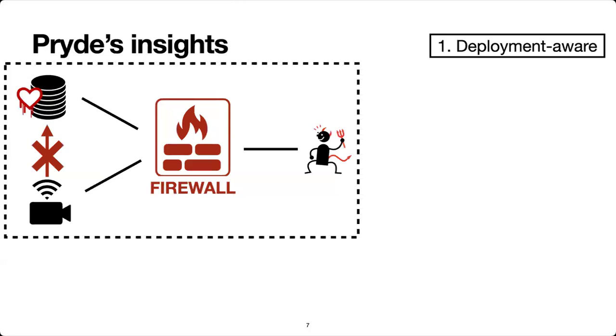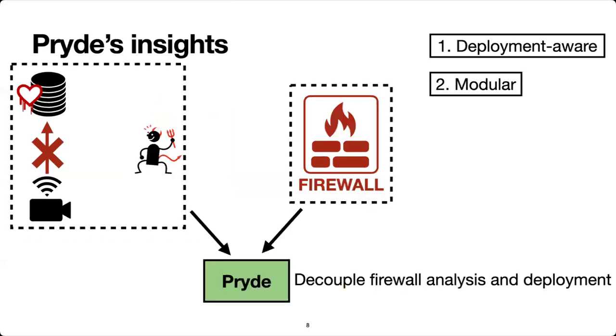Now, unfortunately, naively reasoning about the entire deployment along with the firewall results in scalability and extensibility issues. So, for instance, if you want to reason about a particular deployment with a new firewall, you would have to run the entire workflow again. So, to take care of this challenge, Pryde actually takes a modular approach where it decouples analysis of the firewall from analysis of the deployment, which allows it to be scalable as well as extensible.